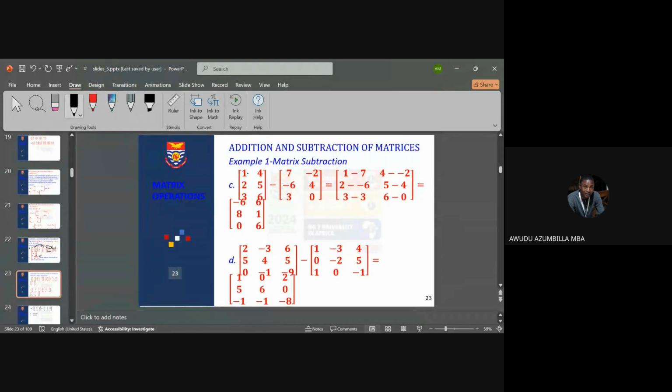You can subtract 1 minus 7, 4 minus 2, and then 2 minus 6, 5 minus 4. Then you come to this place, 3 minus 3, and then 6 minus 0.